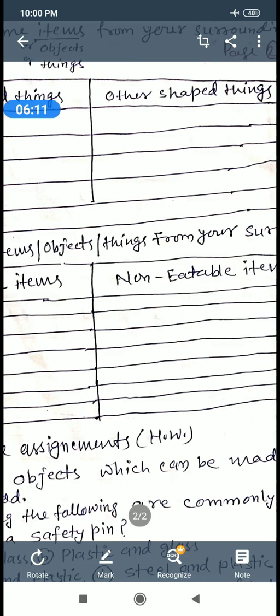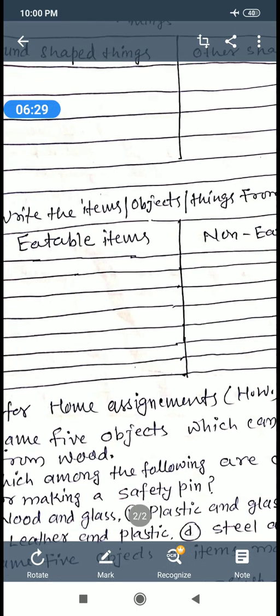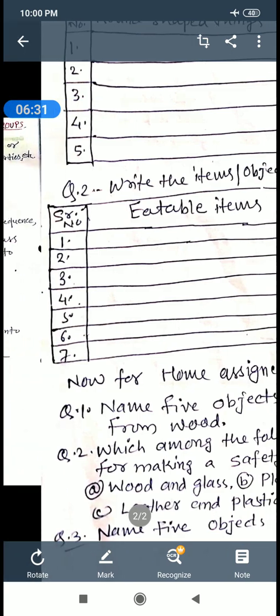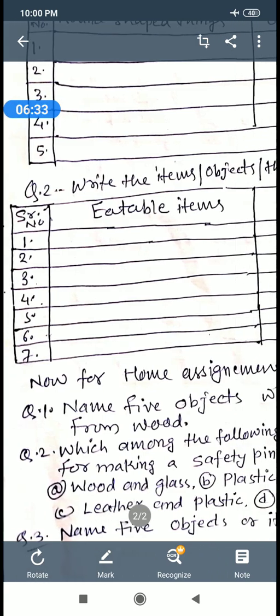Non-eatable items, for example, a book. A book is an object that cannot be eaten. We don't eat a book or a football. So these are non-eatable items. Now for your home assignments.